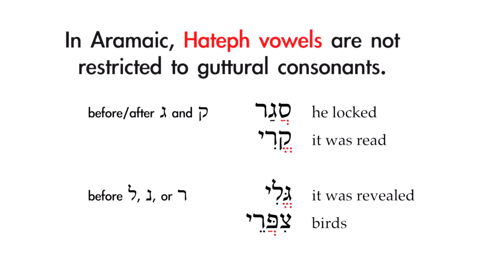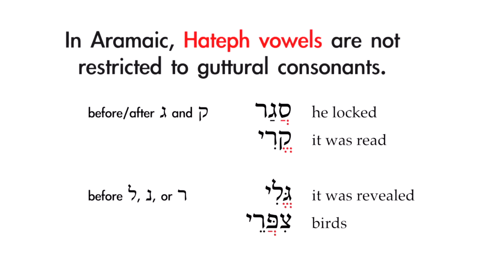In Hebrew, you wouldn't see something like that. You'd see the regular vocal shewa. Look at the next set of examples below. You can also get these Hatef vowels before a lamed, a nun, or a resh in Aramaic. So with this first example, you'll see a Hatef segol under the gimel, and in the second example, you'll see the Hatef pathach under the pe.